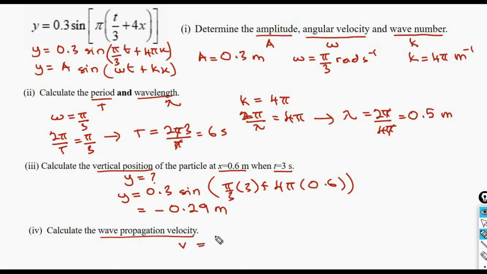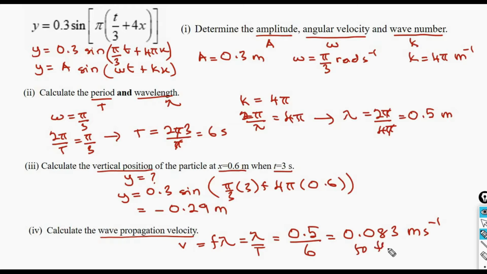Okay, next, lastly, calculate the wave propagation velocity, means v. So v equals f lambda equals lambda over T. Lambda is 0.5, 0.5 divided by T, which is 6. So you calculate, you get 0.083 meter per second. Since this is velocity, what is the direction of the wave? Look at this general equation. You have plus here, which means the wave moves to the left.